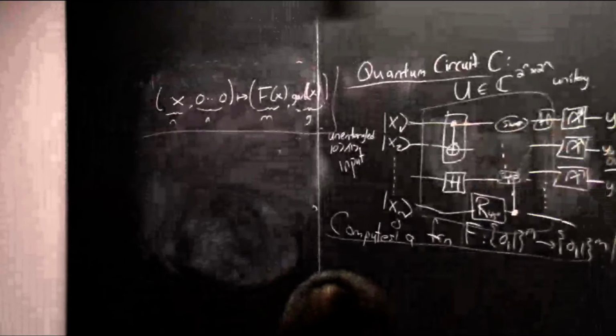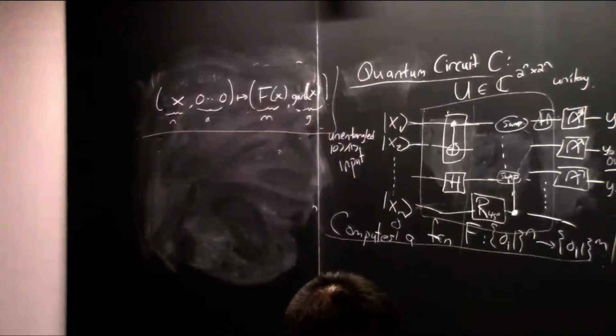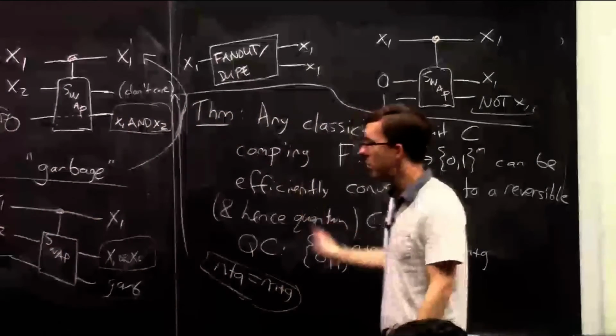And actually, there's another aspect of efficiency. It's not just that this new circuit is efficient, but also the algorithm that takes the description, the circuit diagram C, and produces this circuit diagram is extremely simple. I mean, you just have to do this. So everything about this transformation is very efficient.